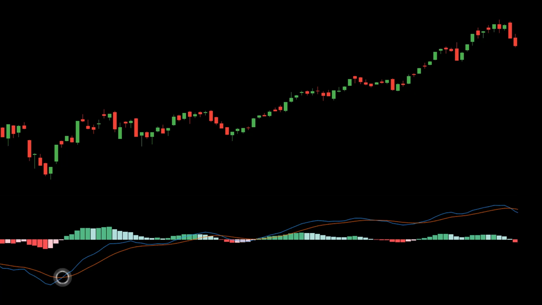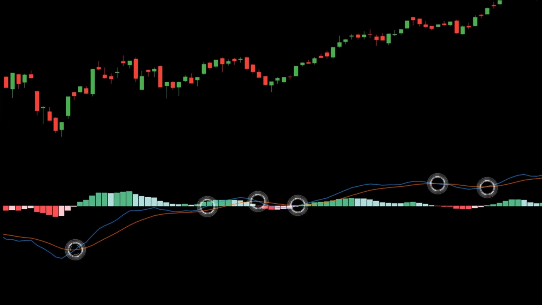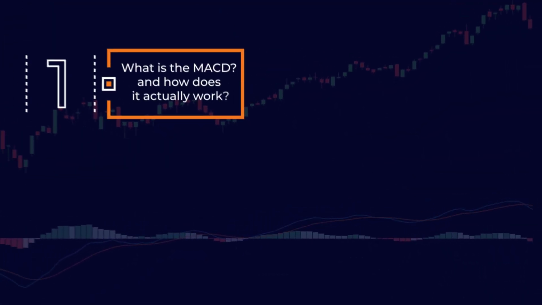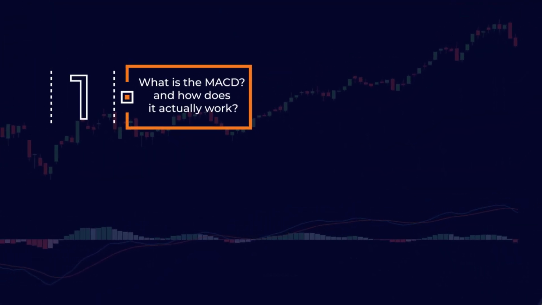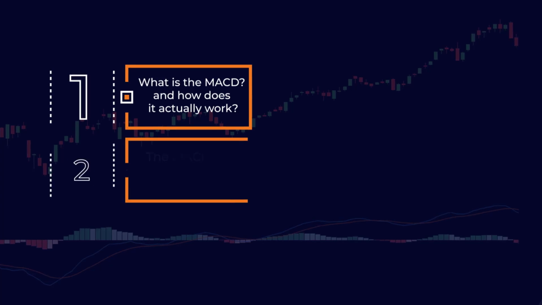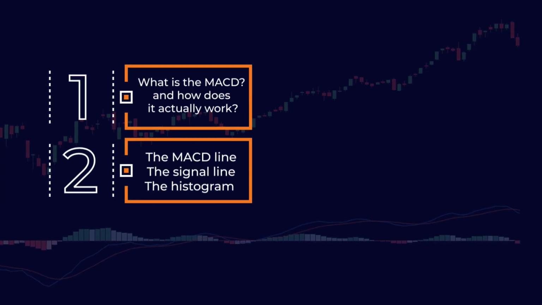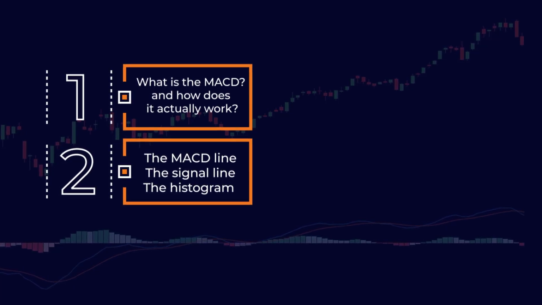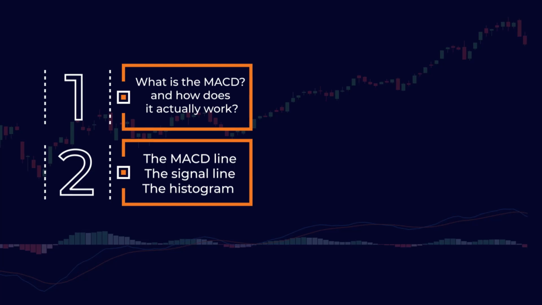In today's video, we're bringing you a complete guide to the MACD indicator. Here's what we'll cover. We'll start with the basics. What is the MACD and how does it actually work? Then, we'll break down the key components, the MACD line, the signal line, and the histogram, helping you understand what each one means and how they interact.